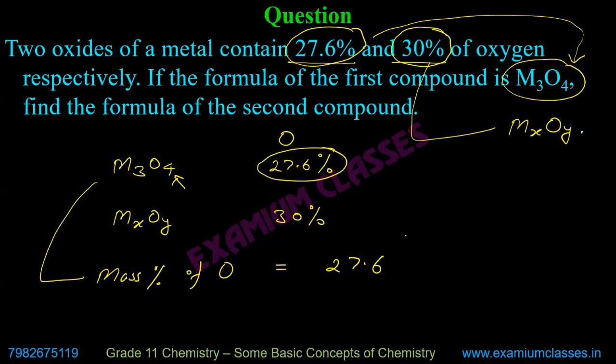Here the formula is asked, and there can be any ratio. The ratio can be 1:2, 2:3, 3:4, 4:5. You don't know that ratio, so that's why you need to first calculate that ratio. Are you getting what I'm saying?